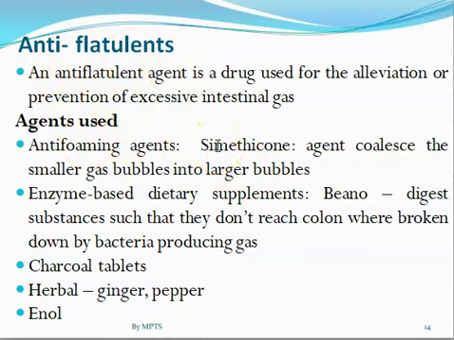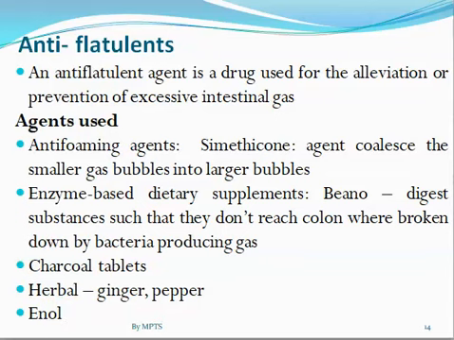If a patient comes complaining of flatulence, enzyme-based dietary supplements digest substances such that they don't reach the colon where they are broken down by the bacteria to produce gas. Charcoal tablets are used. Now, I was supposed to talk about herbals, but of course we know that herbals are also used: ginger, pepper. There is that product in the pharmacy called Ino. I don't know what it contains, but I just had to put it here for us.